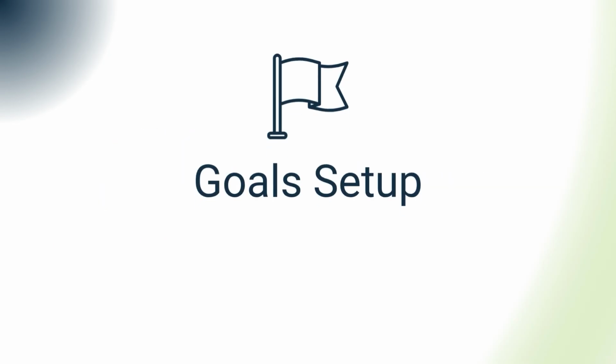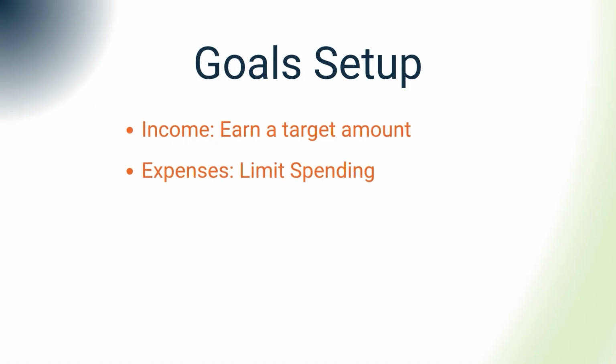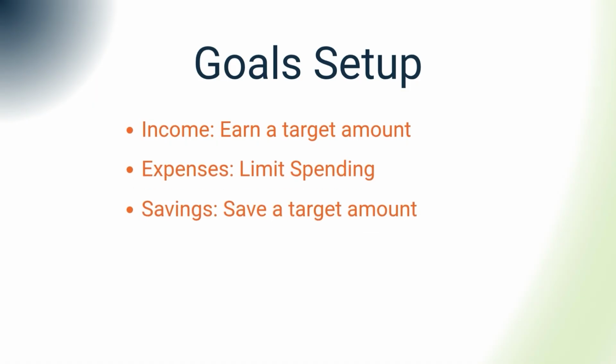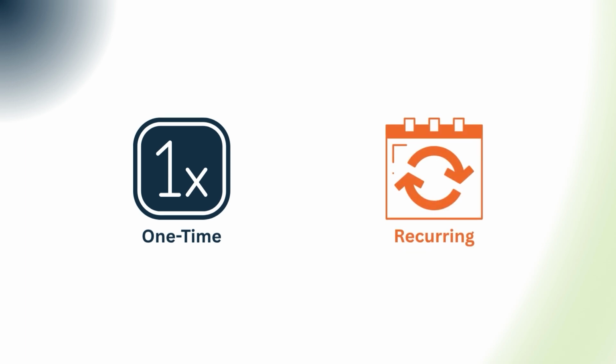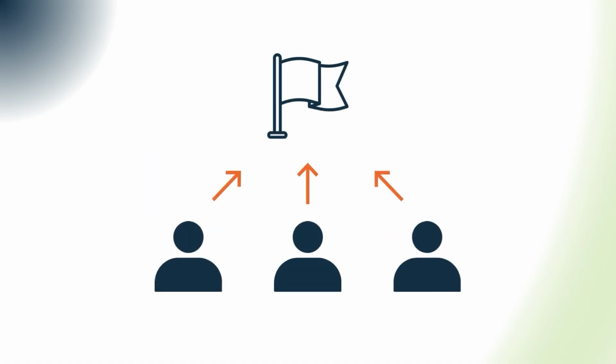Goals in Accompt help you stay on track by setting clear targets for each part of your finances. You can set goals to earn a target amount, limit spending for a specified period, save a target amount by a deadline, or pay a target amount toward a debt. Each goal can be set as a one-time target with a deadline, or as a recurring goal on a schedule like weekly, monthly, or yearly. You can also specify which members and accounts should be tracked.